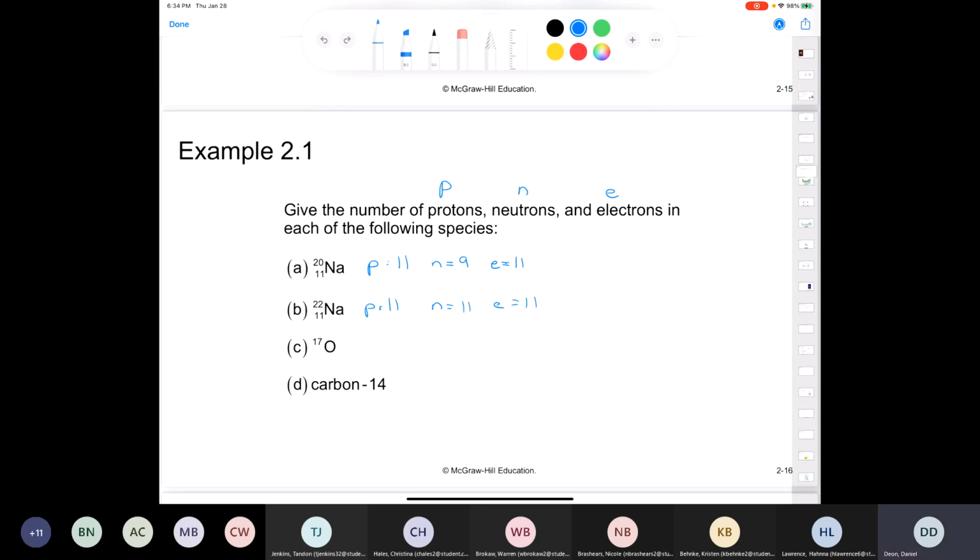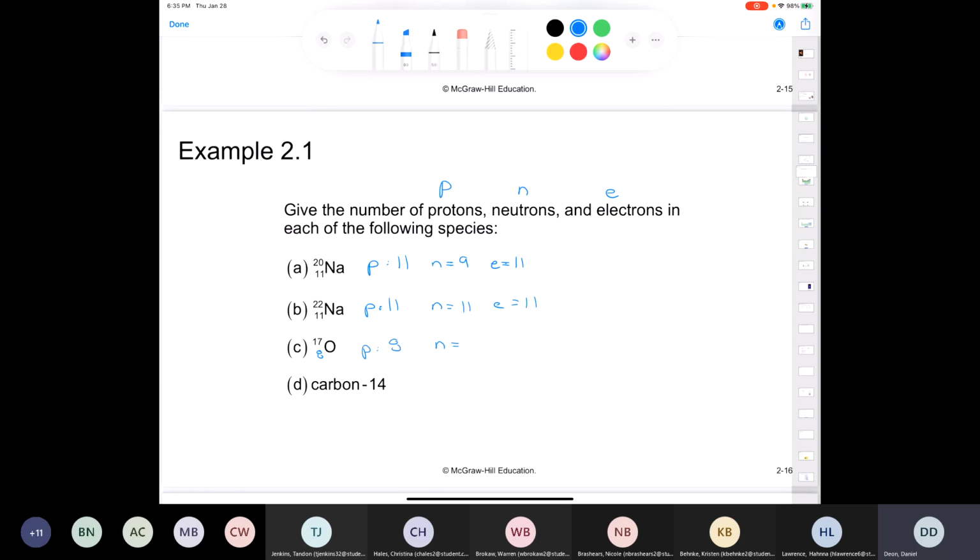Where would I go to find the atomic number of oxygen? Exactly, I would walk over to the periodic table. On the periodic table, oxygen is element number 8. So I don't even need a periodic table, I don't even need to have that written. I know that oxygen is always going to have 8 protons.